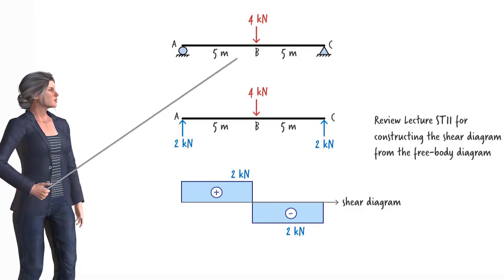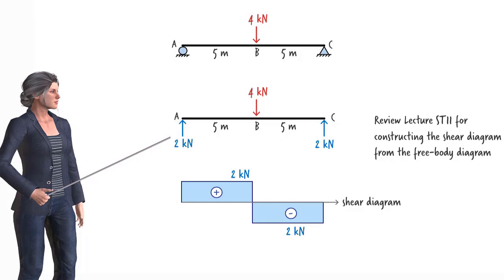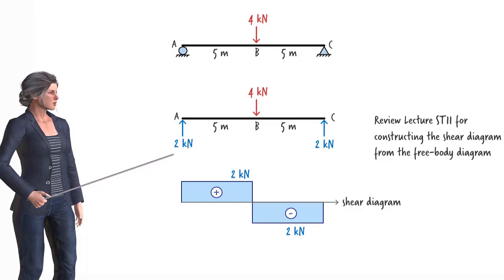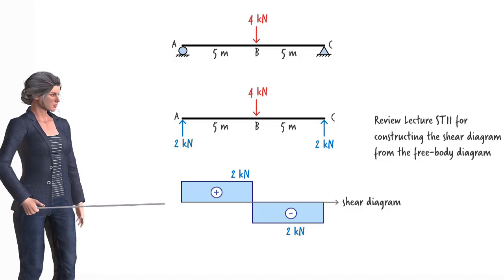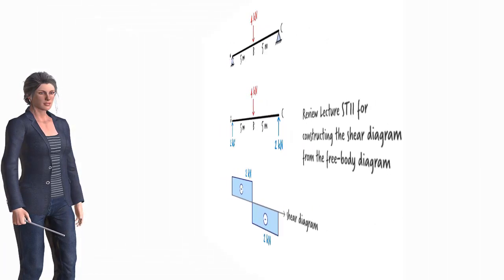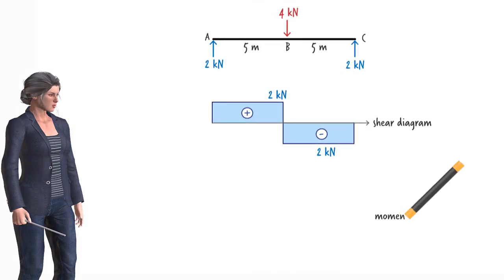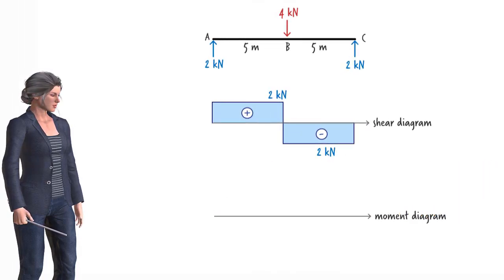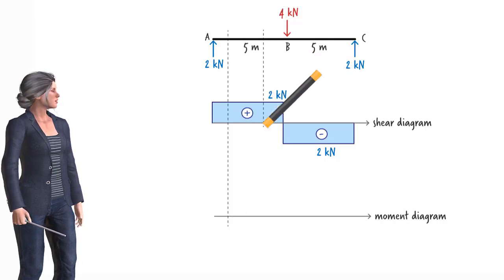Consider the simply supported beam shown here. The beam can be easily analyzed, and its shear diagram can be drawn using the procedure explained in lecture ST11. Now, we wish to use the shear diagram to draw the moment diagram for the beam. The basic technique that we are going to use is simple. Pick any 2 points on the beam. I am going to label the points I and J.